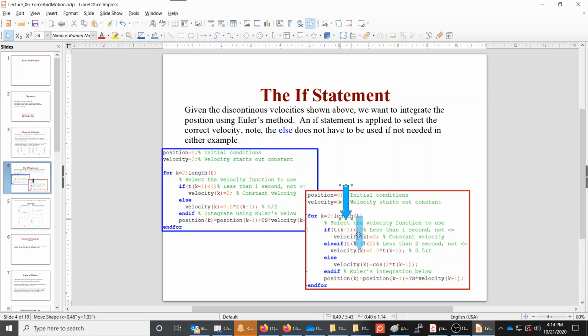But if this is false, so once our time is equal to 2 or greater than 2, then we go into the else statement. Now again, I don't need to have an else if I don't need one, but if you need it, like in this example, I need to have velocity defined in all cases. So in this case, I definitely do need to have the else because I need a definition of what my velocity is for all time. So I have to have the velocity in all cases, but it's different depending on the outcome of the if question.